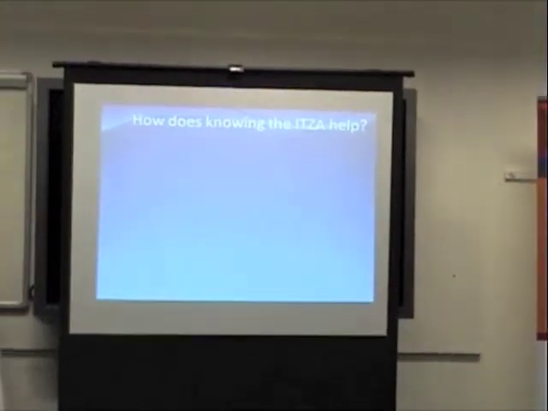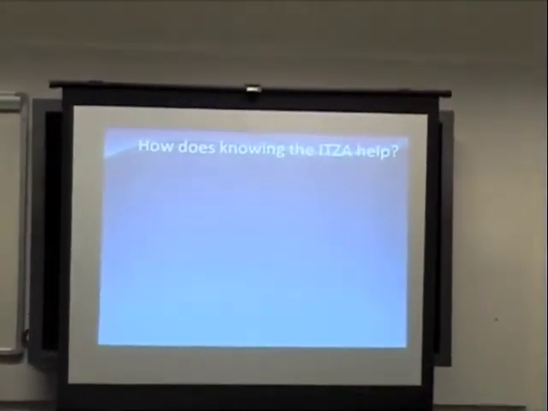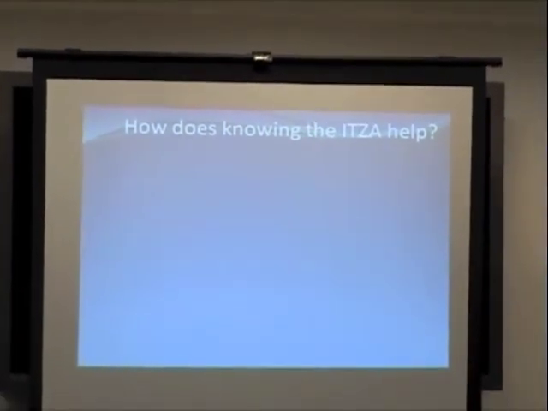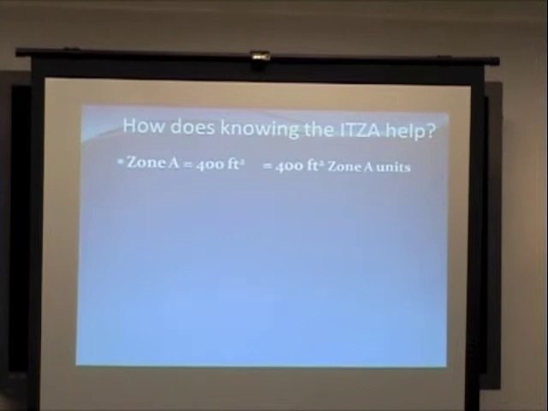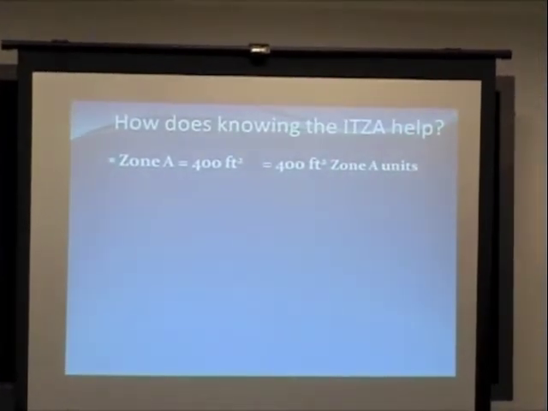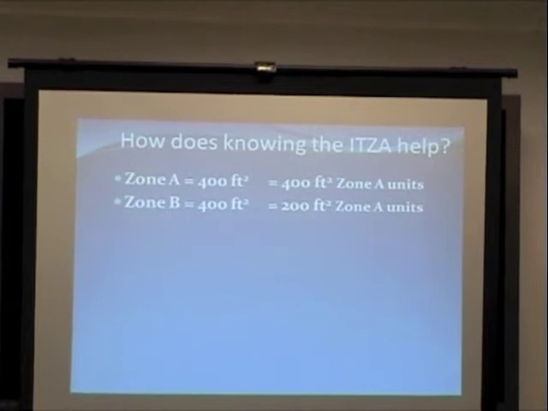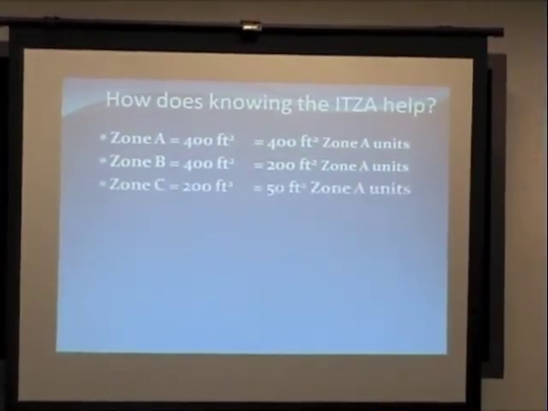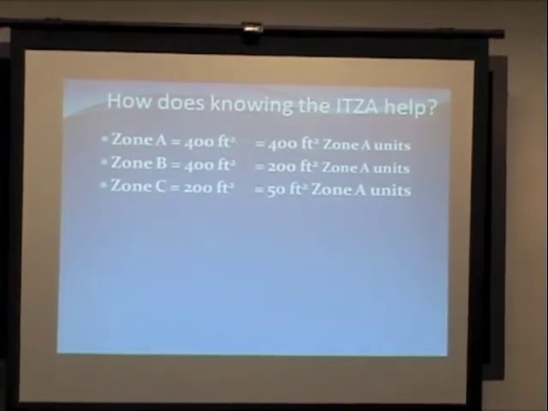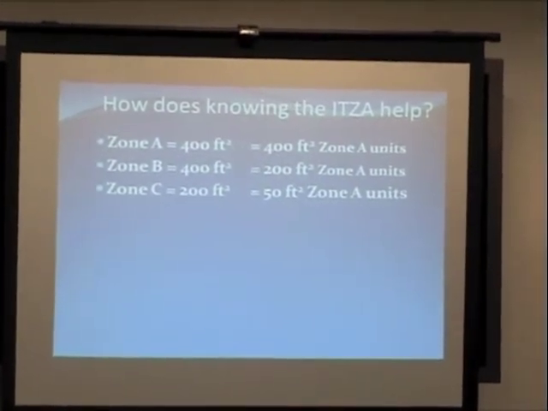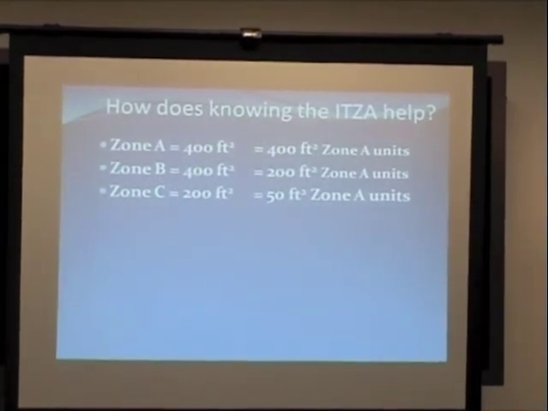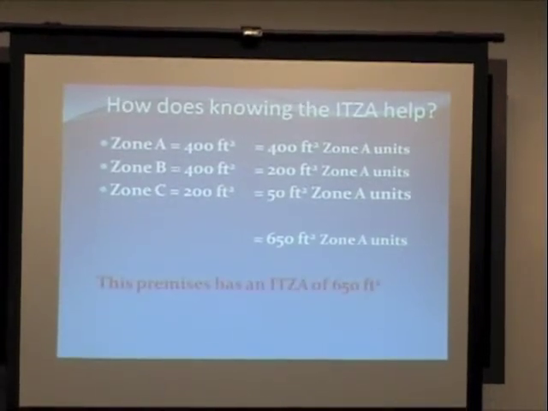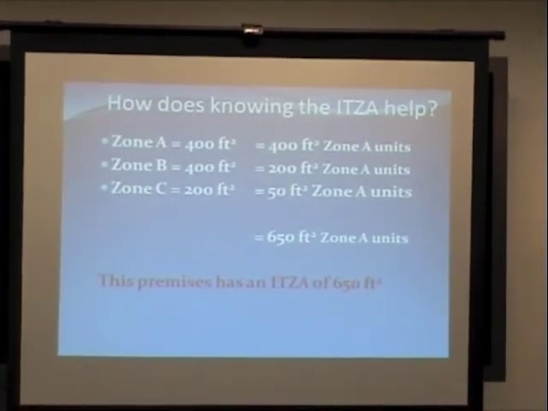Right, so how does knowing the ITZA help? How does knowing the square footage of your shop in terms of zone A actually help you? It helps you because if you've got a shop that's got 400 square feet of zone A, and it's got 400 square feet of zone B, but remember, in terms of zone A, that's only 200. And it's got 200 square feet of zone C, but in terms of zone A, that's only 50 square feet. You know that this premises has got 650 square feet of zone A units. So we say it's got an ITZA of 650.